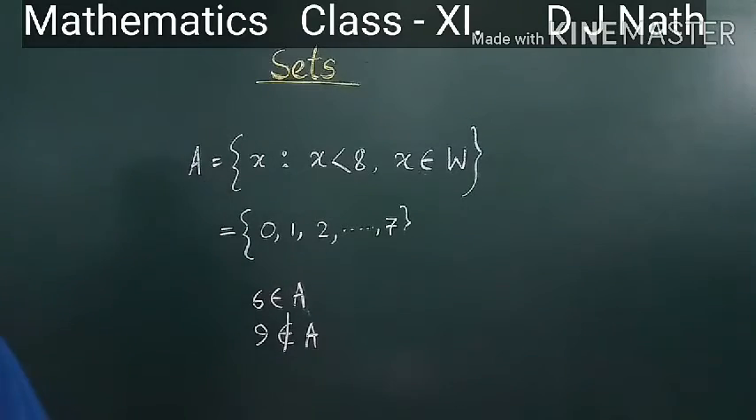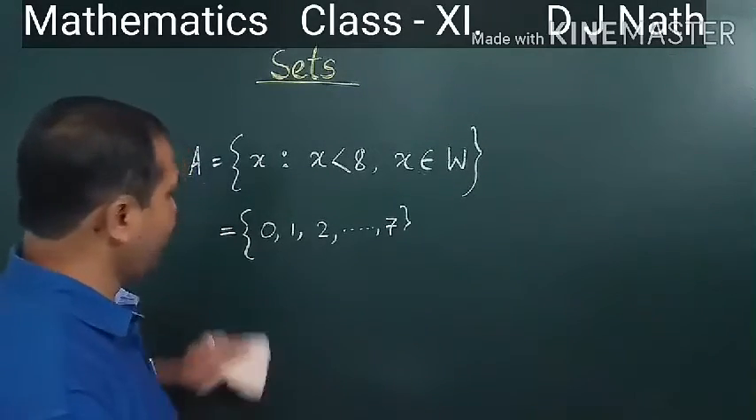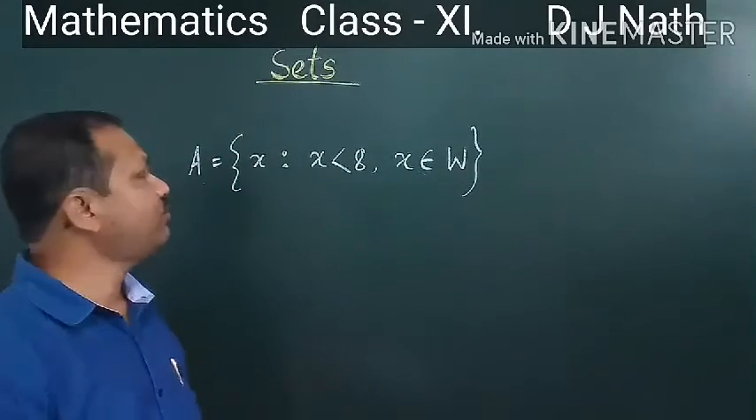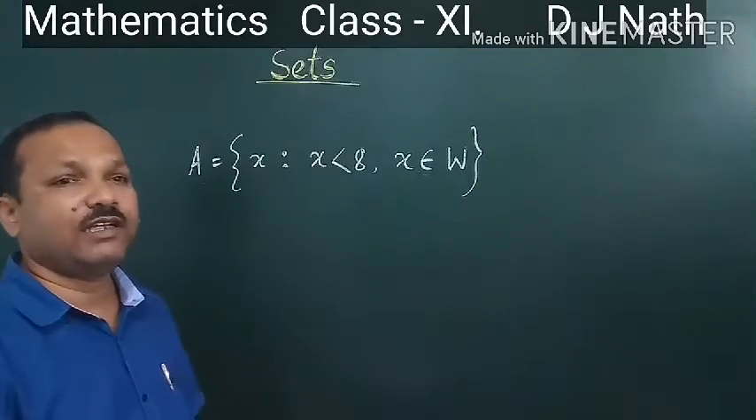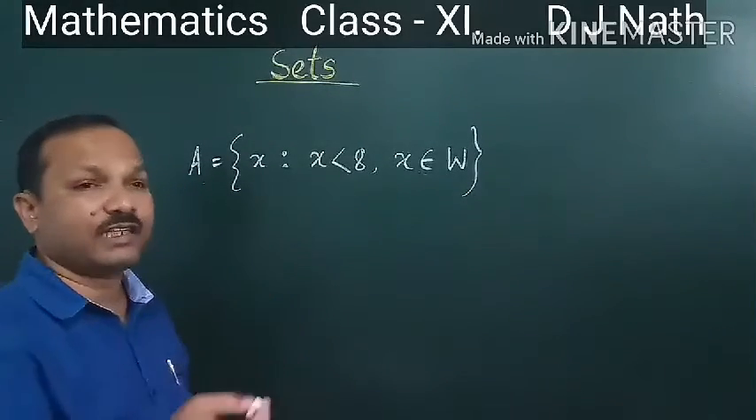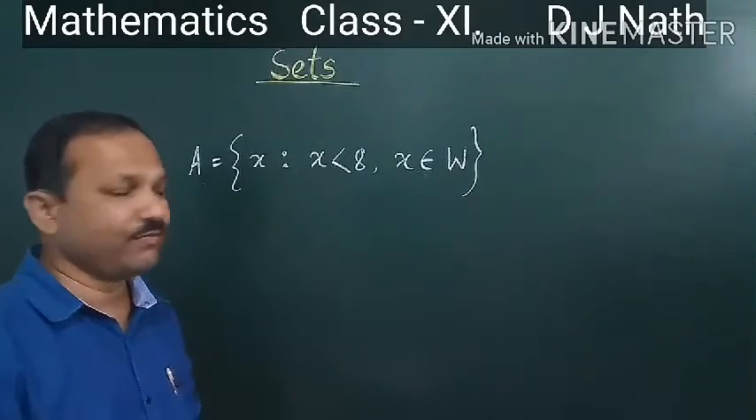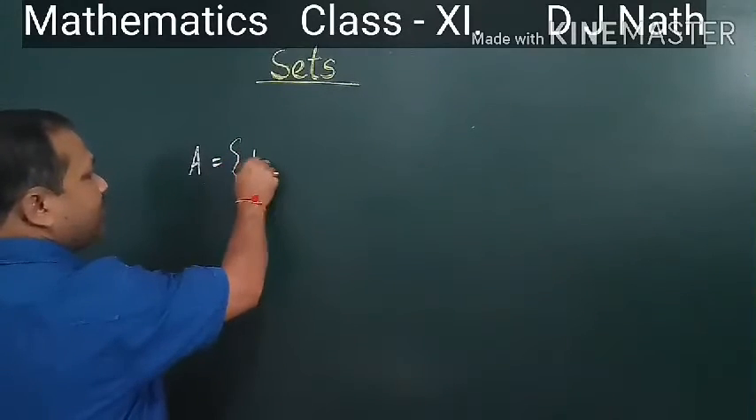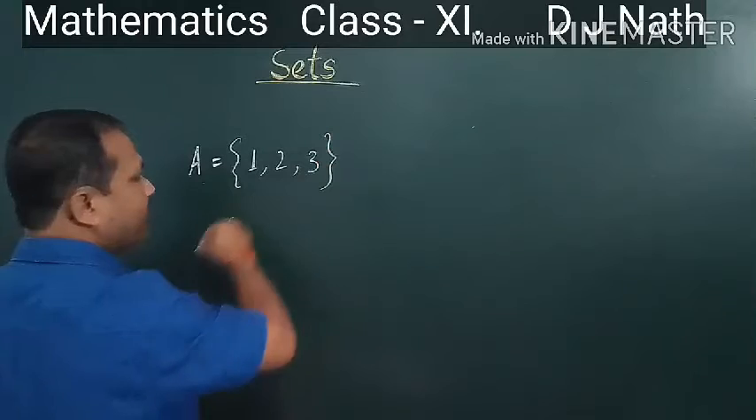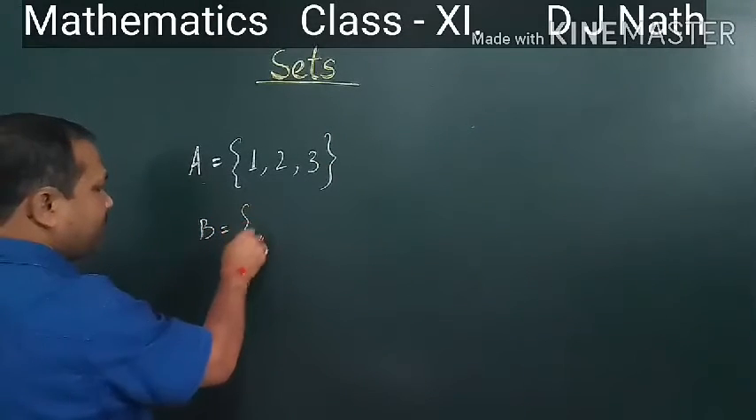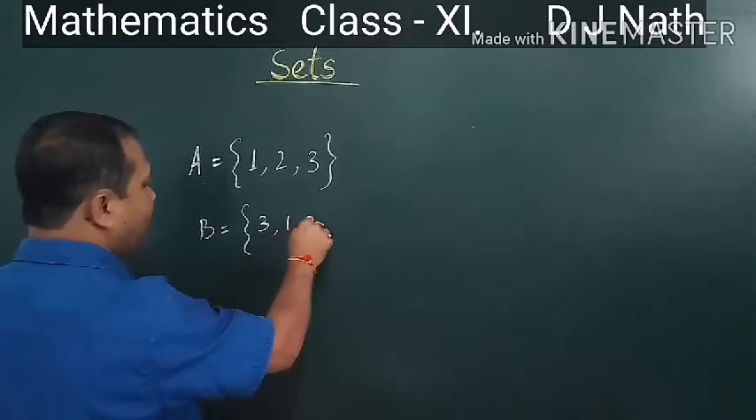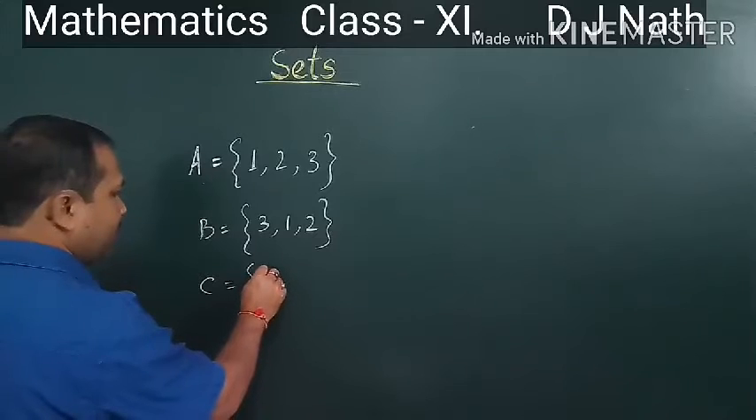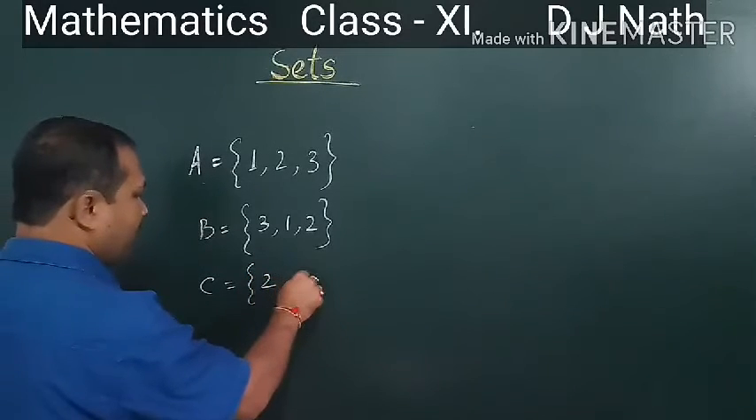What is called equal sets? Two or more sets are said to be equal if the elements of the sets are same. Now, if I write set A is 1, 2, 3, set B I have written 3, 1, 2, set C I have written 2, 1, 3.